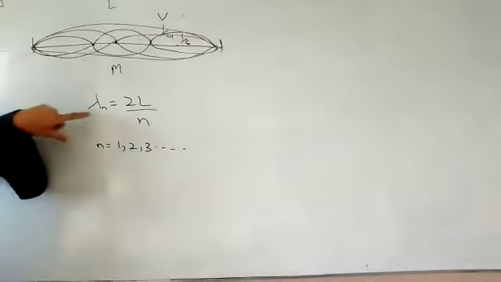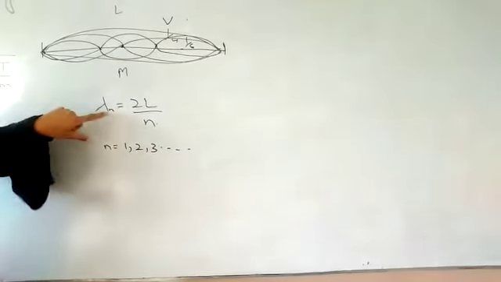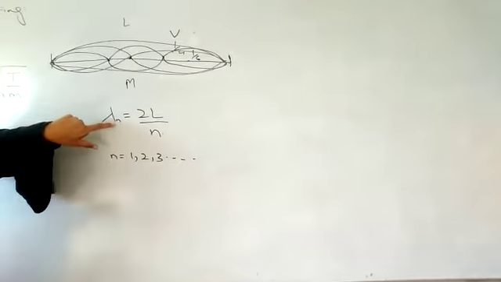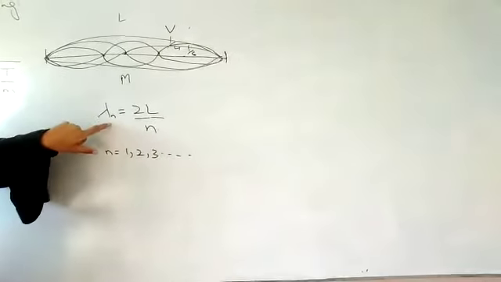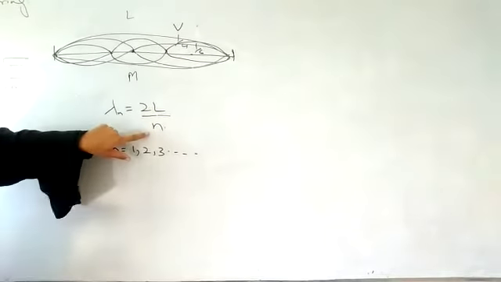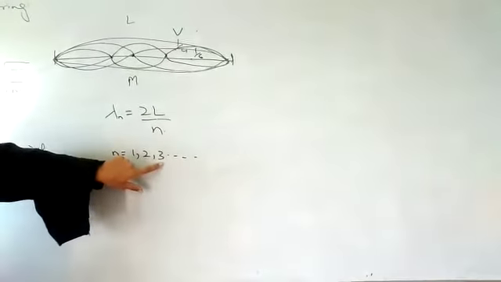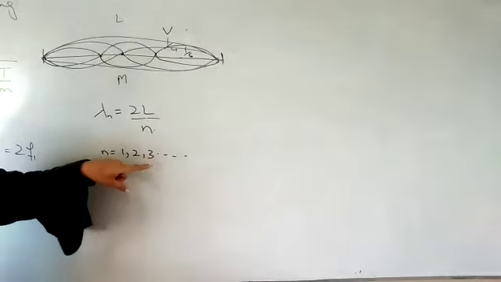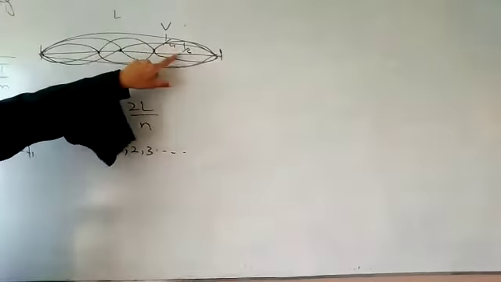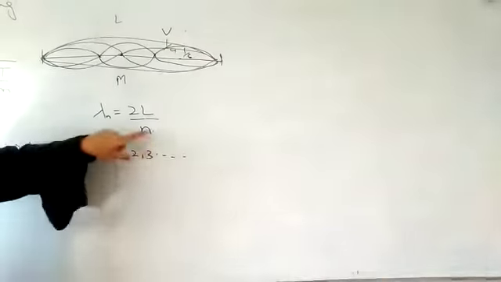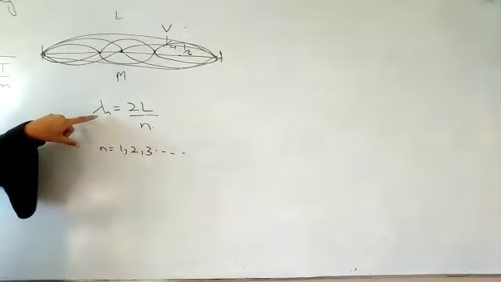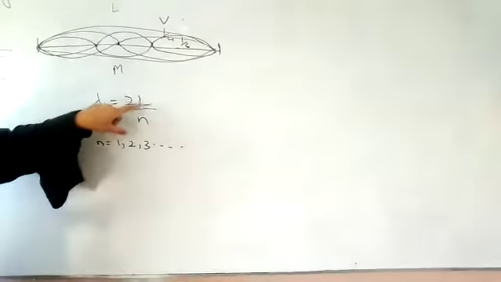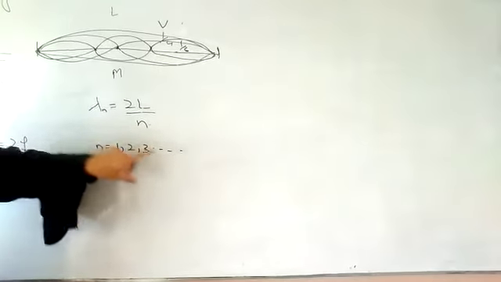When we put n is equal to 1, we get the first expression of wavelength, lambda 1 is equal to 2L. When we put n is equal to 2, we get the second wavelength, lambda 2 is equal to 2L divided by 2. When we pluck at any other point, that is 1/6 part, we put n is equal to 3 and we get the expression of wavelength lambda 3 is equal to 2L divided by 3, and so on.